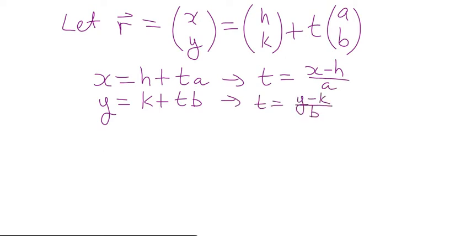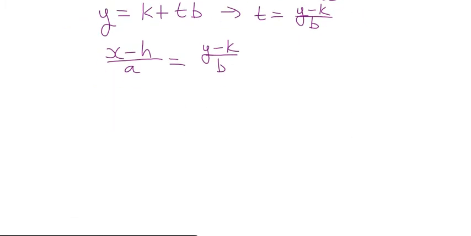What do we do with these two? You make them equal. Set them equal to each other. x minus h over a is equal to y minus k over b. So b times x minus h. Take your time.